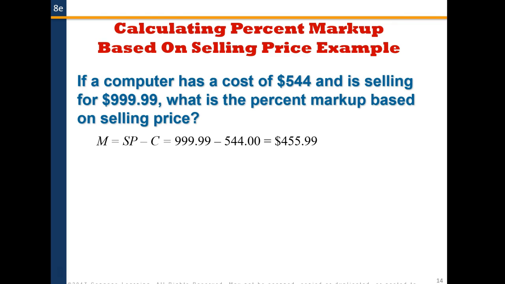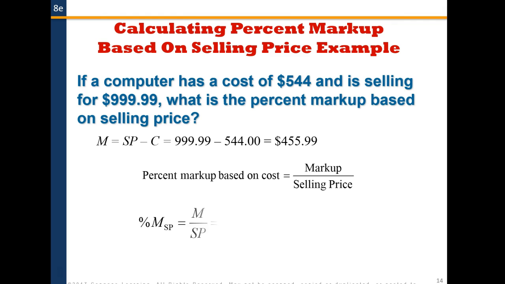The first thing we have to do is calculate the markup. So we subtract 999.99 and we subtract 544. The markup is $455.99. Then we are going to use this equation. Markup divided by the selling price will give us our percent markup, and it's 45.6%.